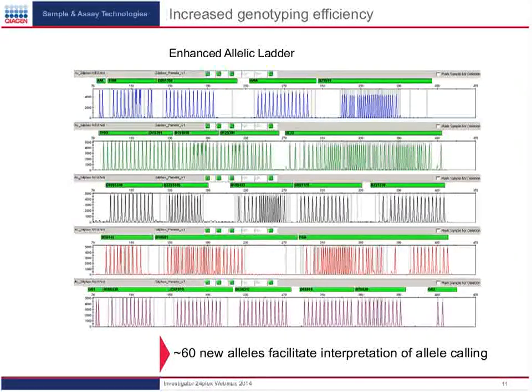For alleles that appear in high frequency, but also for very rare alleles, the probability of automatic allele genotyping is very likely, and this will increase the genotyping efficiency, and it will make it easier for you to interpret the results. So you can see that there are lots of alleles present in the allelic ladder, and this should make it easier to automatically genotype the alleles.